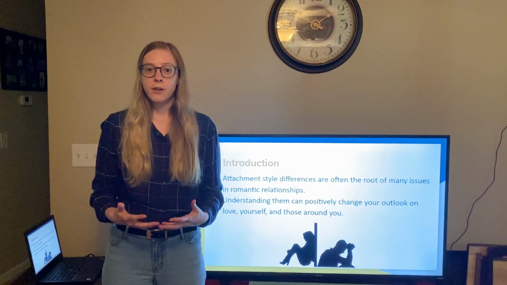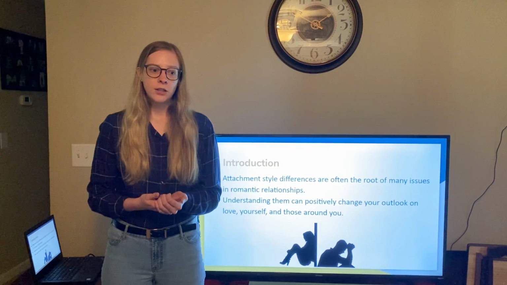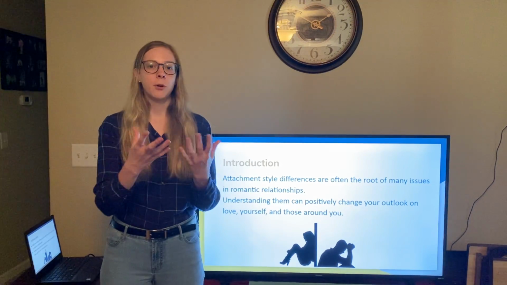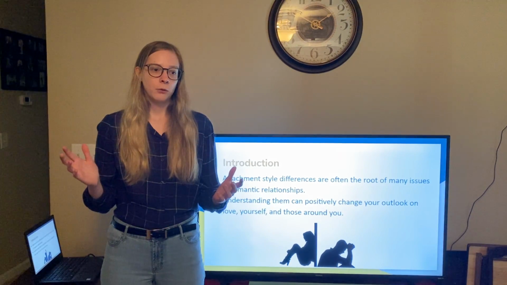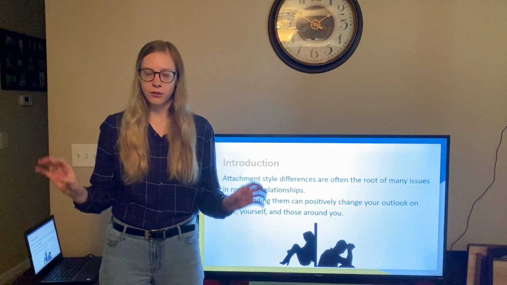So the root of these issues a lot of the time is attachment style differences. So one person might be anxious and the other person is avoidant, and their relationship language does not align and their attachment styles are opposing each other.